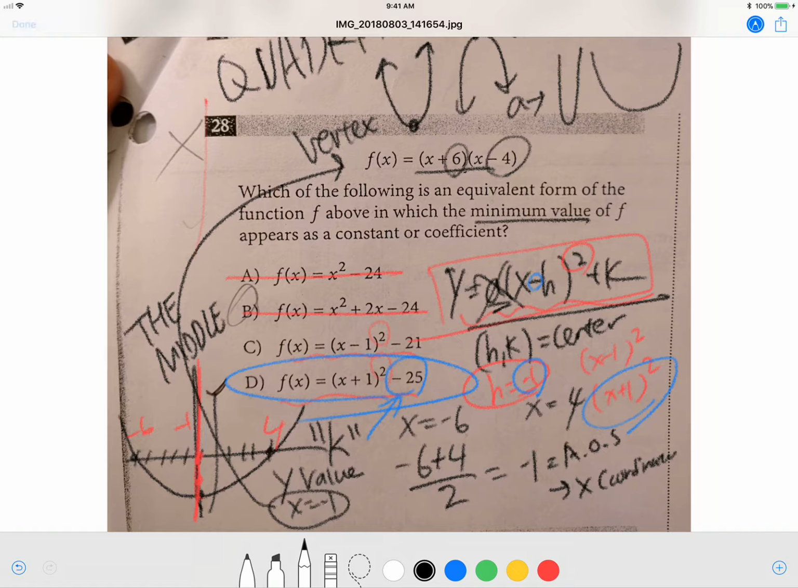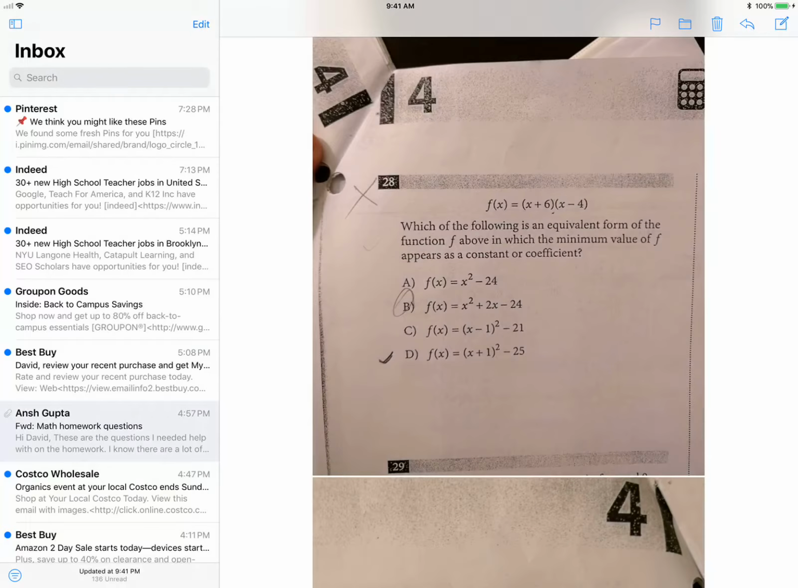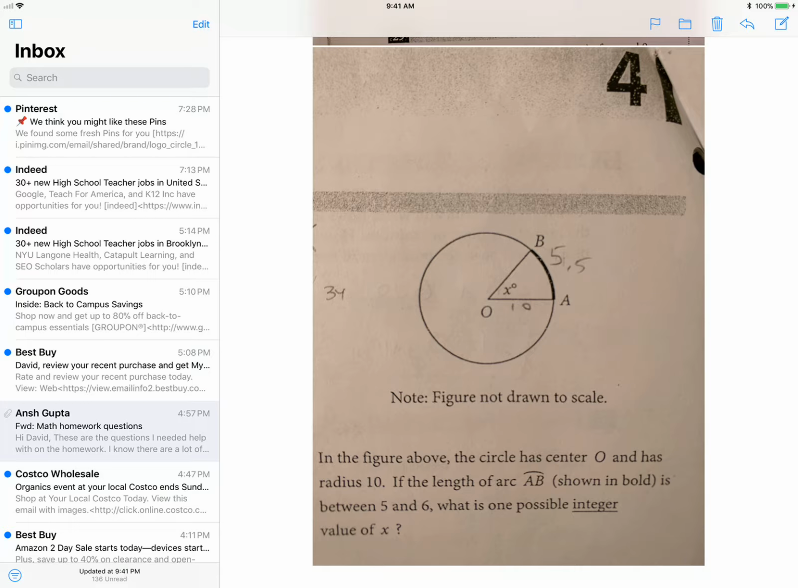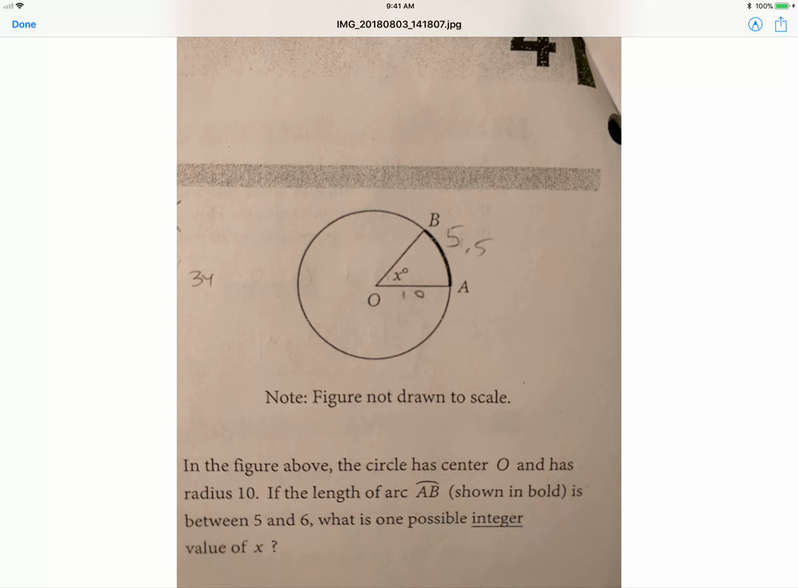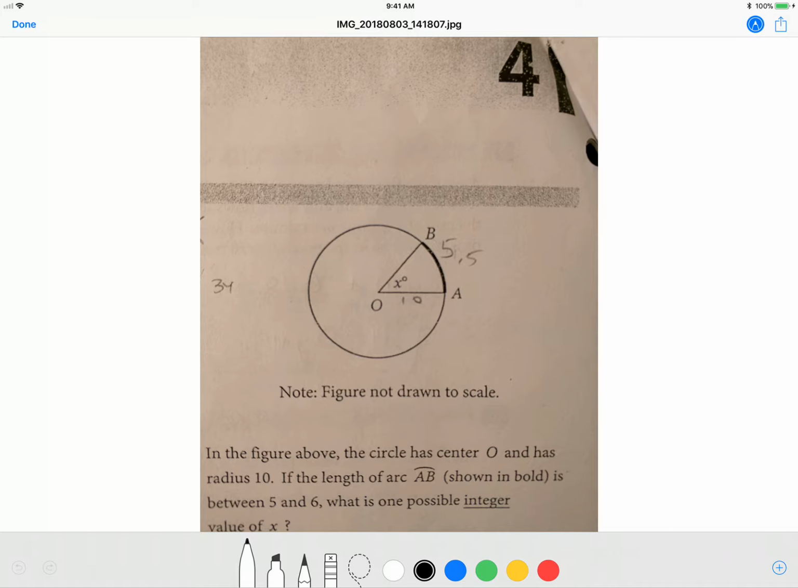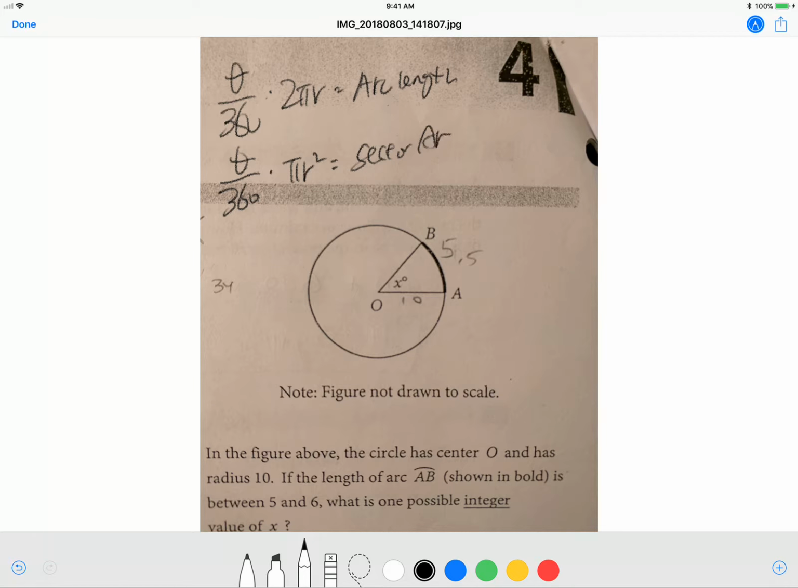Okay? All right, so the last question. Didn't I tell you the very first question was arc length questions, right? So we're going to do the exact same thing. Remember the formula for the arc length? I hope you do. It's theta over 360 times 2 pi r. That's your arc length, okay? Just a little food for thought: if you take the same ratio, theta over 360 times pi r squared, which is the area of the circle, it gives you sector area.